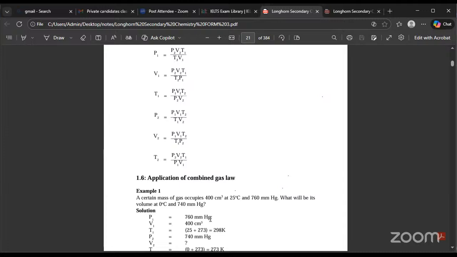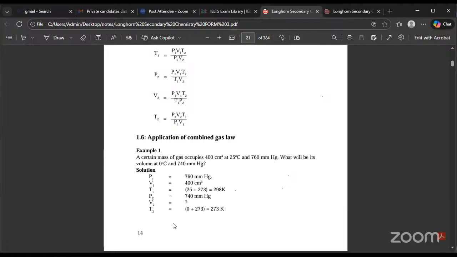So this one, pressure 1, 760. Volume. Now temperature 1 is in degrees Celsius, but we cannot calculate. That is why you see now we had 273, so that we have 298, which will help us. Now, so we continue. We go to pressure 2. Pressure 2 is 740. And then what are we looking for? What will be its volume? So V2, we don't know. And then we have temperature 2. But remember, again, you convert. So 0 degrees Celsius, we get it to the absolute scale. So the absolute scale is 270.